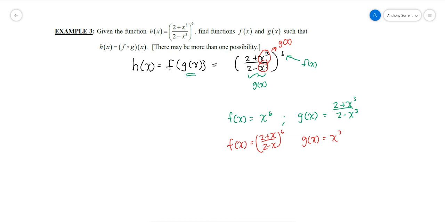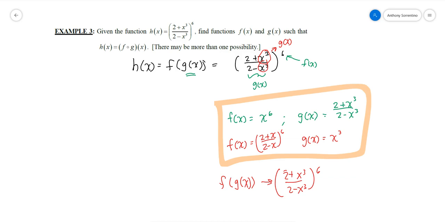So try to come up with some more if you can, to see if you can come up with other things that would compose. And the ultimate test is simply, do your f of g of x and see if you get back to that 2 plus x cubed over 2 minus x cubed, all to the 6th. If you work it out and it does, that's another combination that would work. I gave you 2 of them here. See if you can come up with some more.